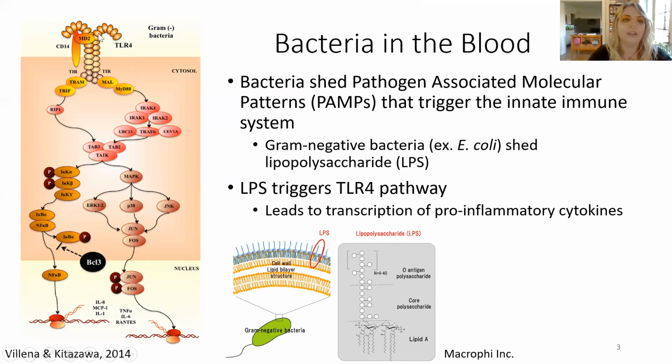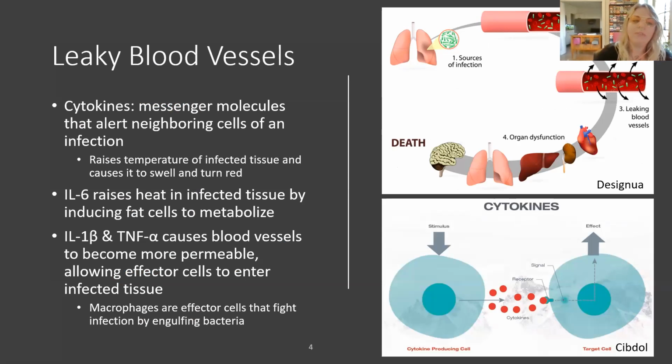And so once TLR4 is activated, the cascade begins by activating these downstream components and ends here where I-kappa B gets phosphorylated, which causes it to degrade, allowing NF-kappa B to enter the nucleus and initiate transcription of various inflammatory genes, such as pro-inflammatory cytokines and interferons. And so these pro-inflammatory cytokines are like little messenger molecules that alert the neighboring cells of an infection.